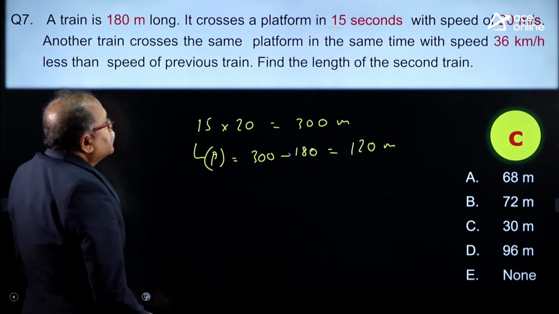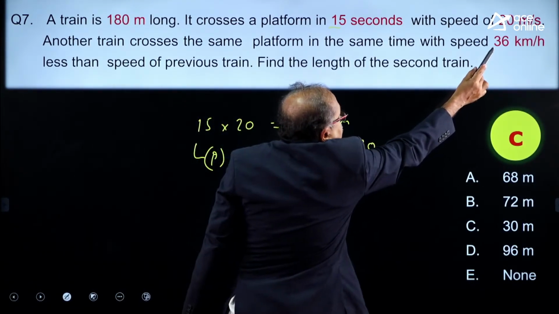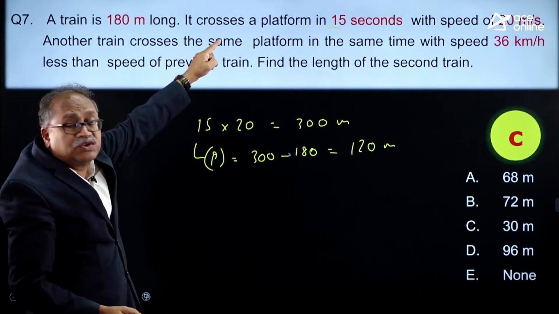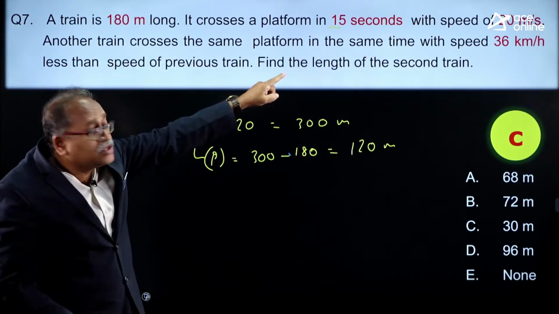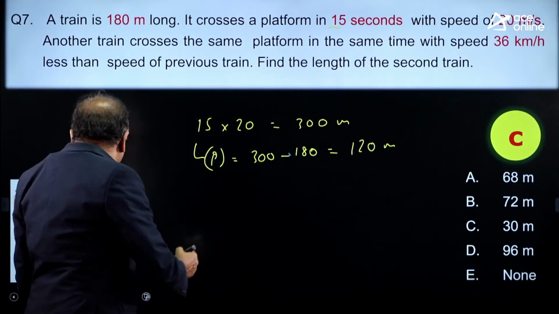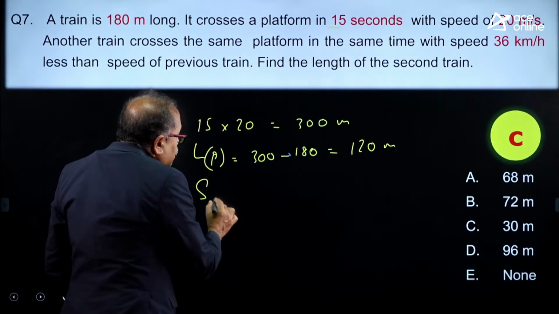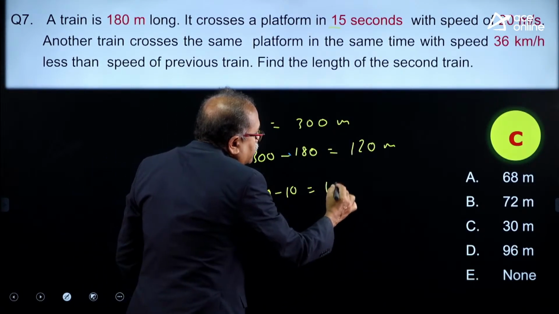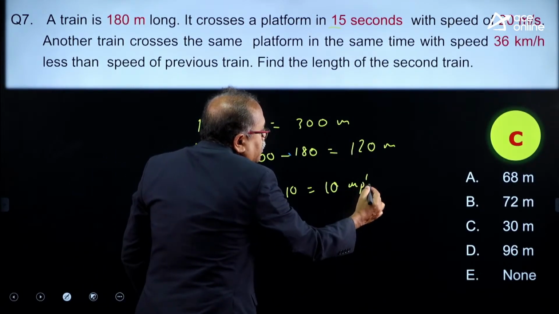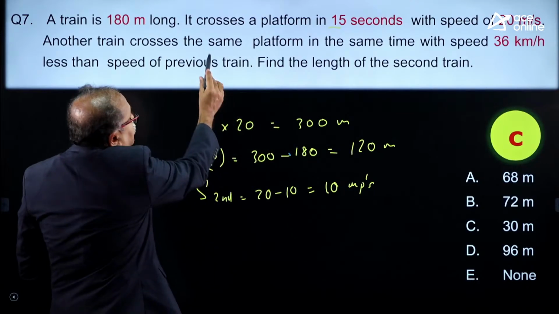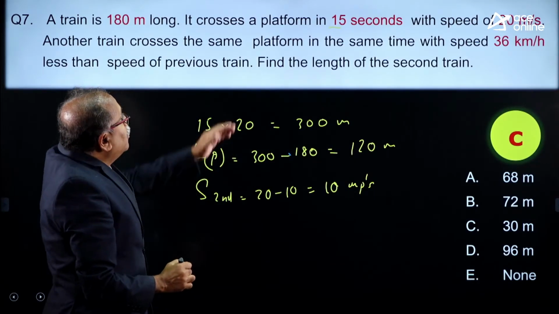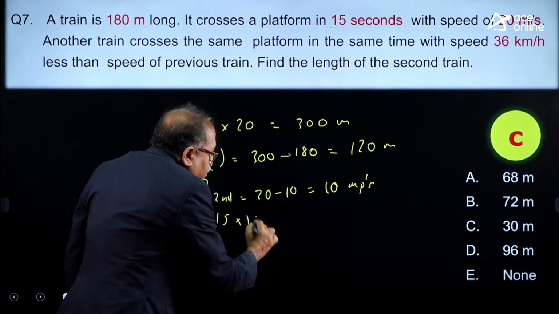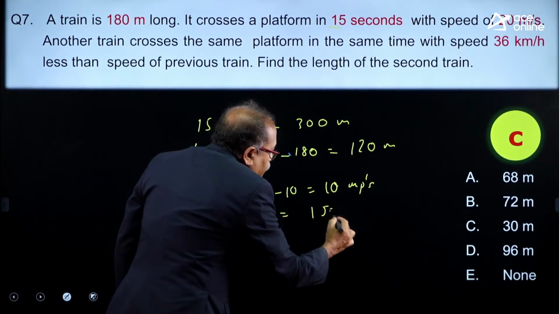In the second case, what happens? This speed is 10 meter per second less than the previous one, and the previous one speed is 20 meter per second. So, the speed of the second train is 20 minus 10, which is nothing but 10 meter per second, and it takes the same time to cross the platform. How much time? 15 seconds. So, that is 15 into 10, the total length is 150.